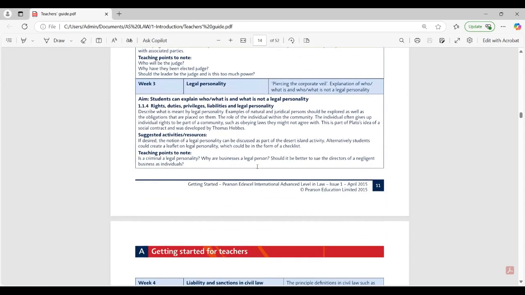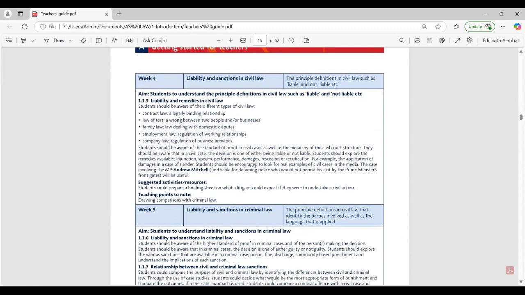And afterwards, about the legal personality, what is meant by a legal personality and who has a legal personality. You're going to learn under that. And next, about the liability in civil law. So you're going to learn about different types of civil law, like law of tort, family law, employment law.